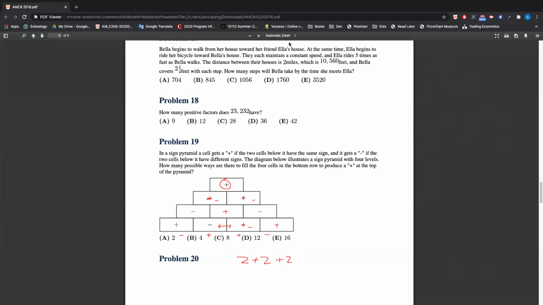Now we'll go back up to the other case here. And these two are pluses instead. And these are pluses. These two have to be the same. These two have to be the same. But these two have to be different. So we could either do plus plus minus minus or minus minus plus plus. So we have 8, that's our final answer.